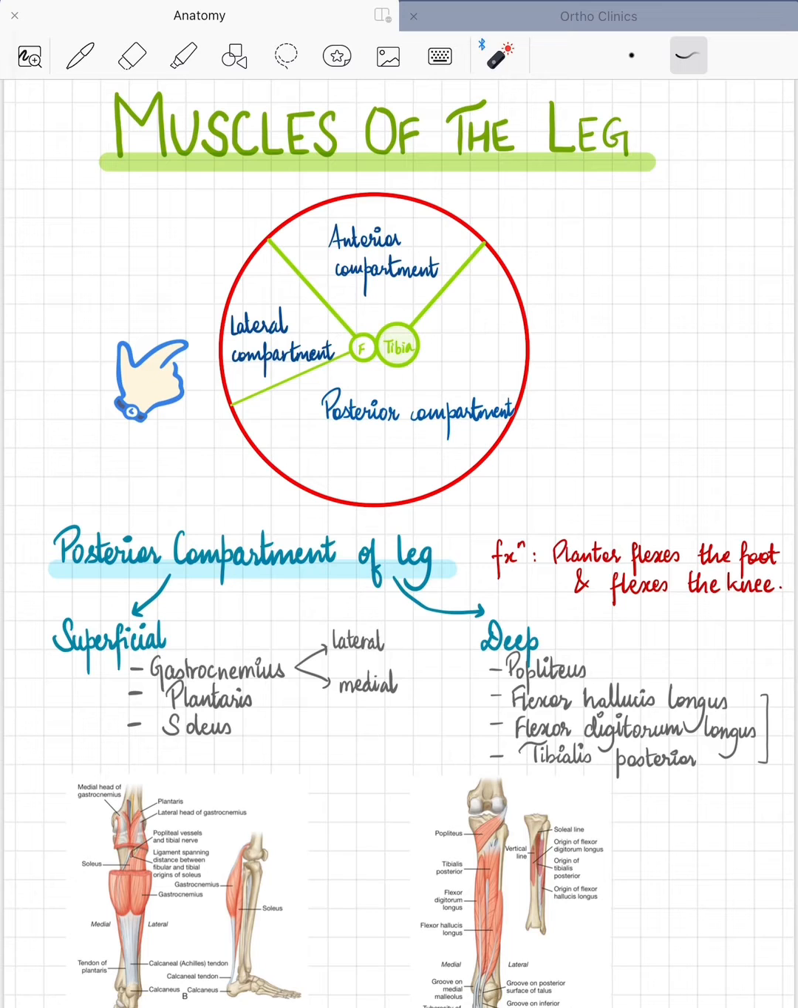Similarly, in the deep group, there is the popliteus muscle, which only acts on the knee and it stabilizes and unlocks the knee joint. Flexor hallucis longus, as the name suggests, flexes the great toe. Flexor digitorum longus flexes the lateral four toes, and the tibialis posterior muscle inverts and plantar flexes the foot.